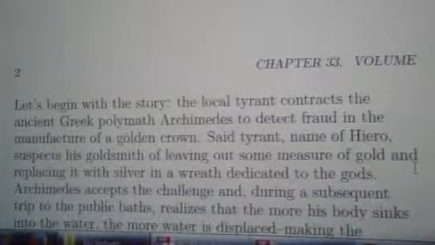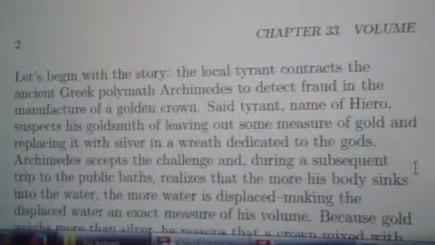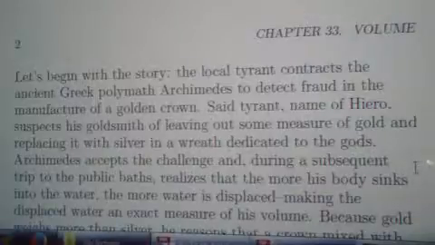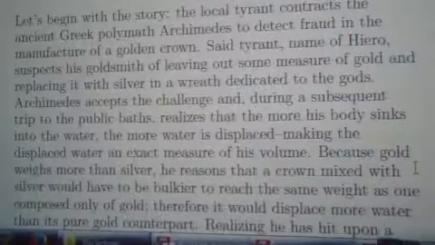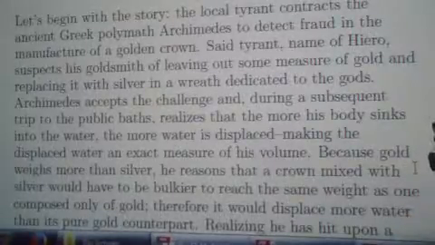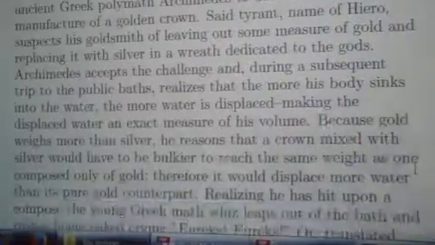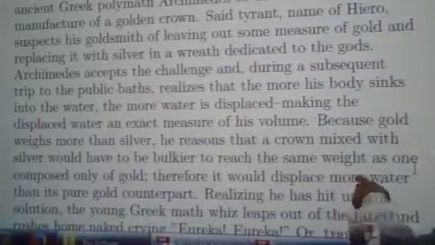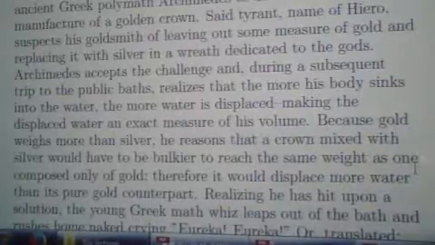Archimedes accepts the challenge and, during a subsequent trip to the public baths, realizes that the more his body sinks into the water, the more water is displaced, making the displaced water an exact measure of his volume. Because gold weighs more than silver, he reasons that a crown mixed with silver would have to be bulkier to reach the same weight as one composed only of gold. Therefore, it would replace more water than pure gold, which is the counterpart.